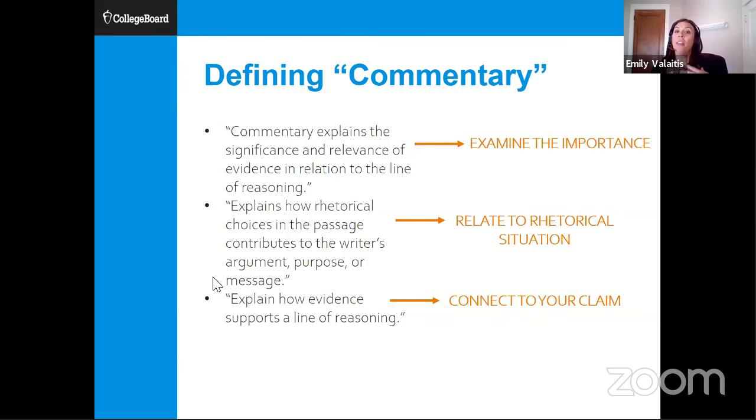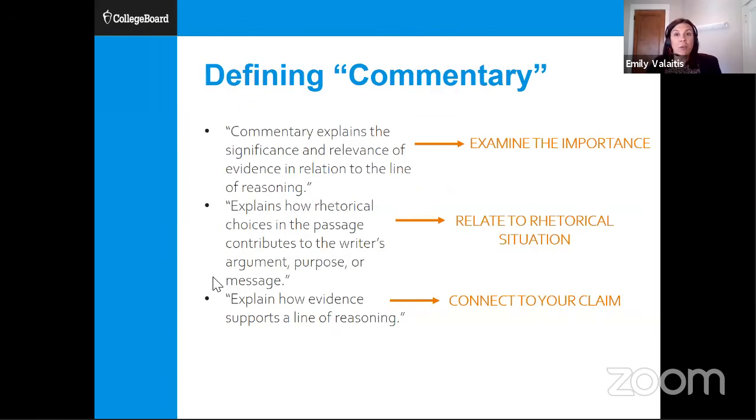So I think another way you could think about commentary is how an example relates or conveys information about the rhetorical situation. And then the last one is a really important piece, and that's how you connect it to your claim. How does it fit into the line of reasoning?